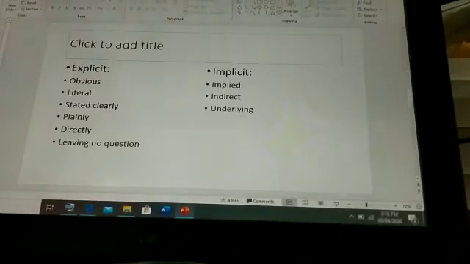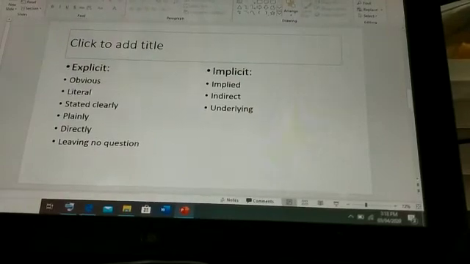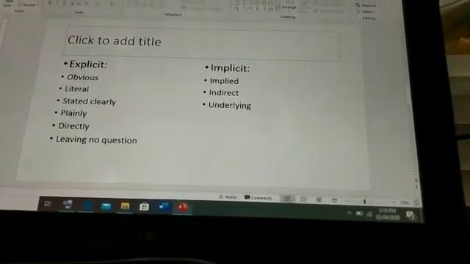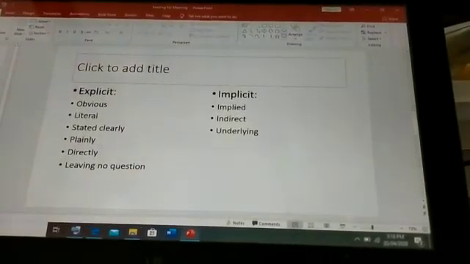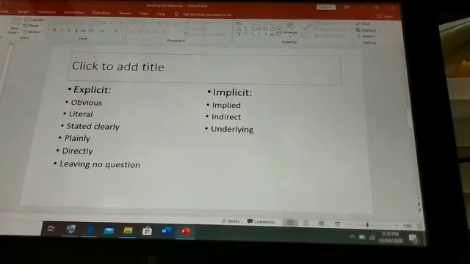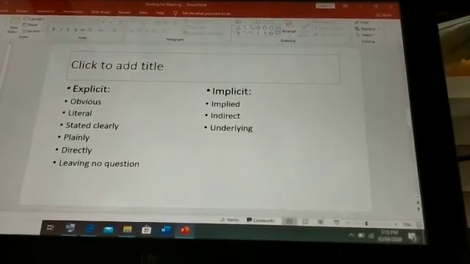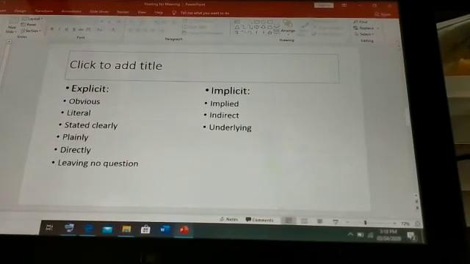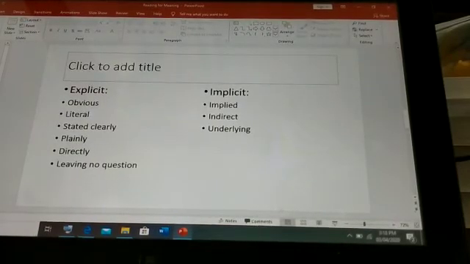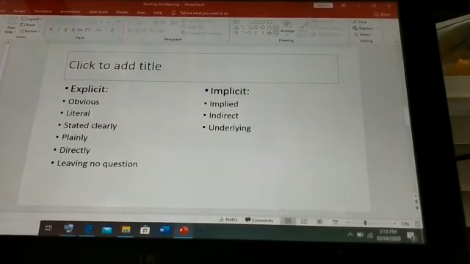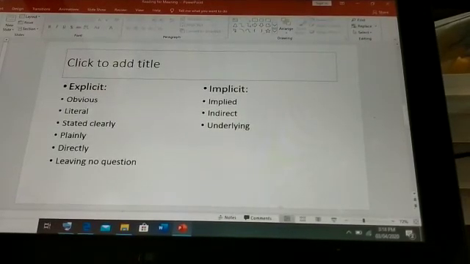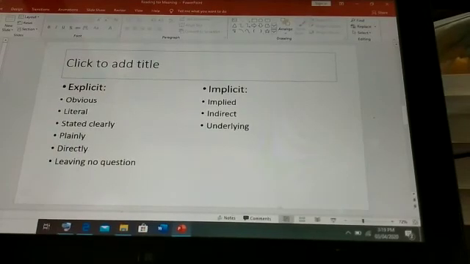Let me tell you in detail what we mean by explicit and what we mean by implicit. Explicit means obvious things, which have literal meaning, easy meaning, dictionary meaning, which are stated. The answers are stated clearly, plainly, directly, leaving no questions. And implicit are the ones implied or indirect, which have implied meaning. It means that it is not direct, but after reading it we have to see what it must mean, or an indirect reference to some meaning, and the meanings are underlying.